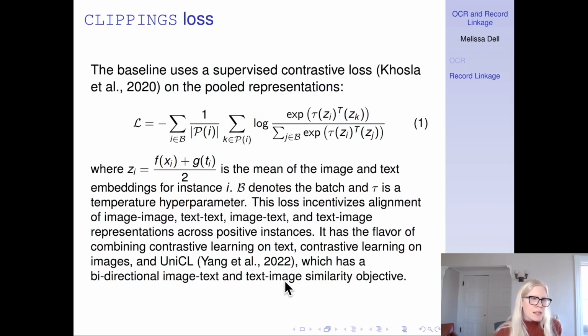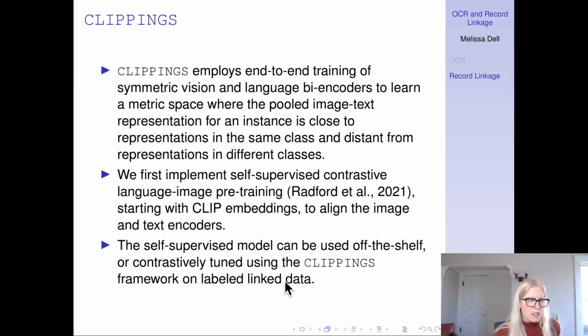So the baseline uses a supervised contrastive loss where we're just taking the mean of the image and text embeddings for instance i. And so this loss incentivizes alignment of image-image, text-text, image-text, and text-image representations across positive instances. So it has the flavor of combining contrastive learning on the text, contrastive learning on the images, and this UniCL loss, which has a bidirectional image-text and text-image similarity objective.